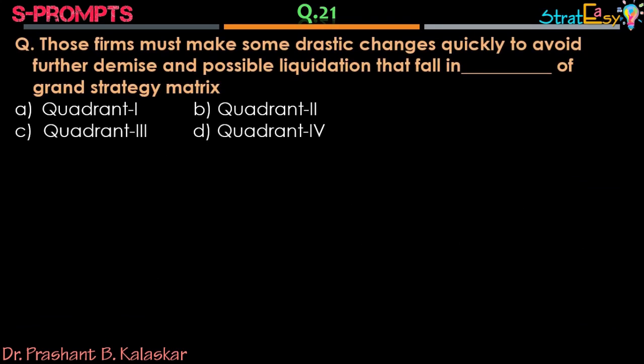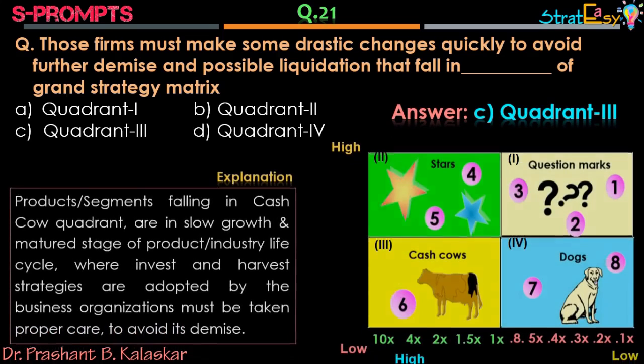Question number 21. Those firms must make drastic changes quickly to avoid further demise and possible liquidation of those products and segments that are falling in dash of grand strategy matrix, and the right answer is option C, quadrant 3.